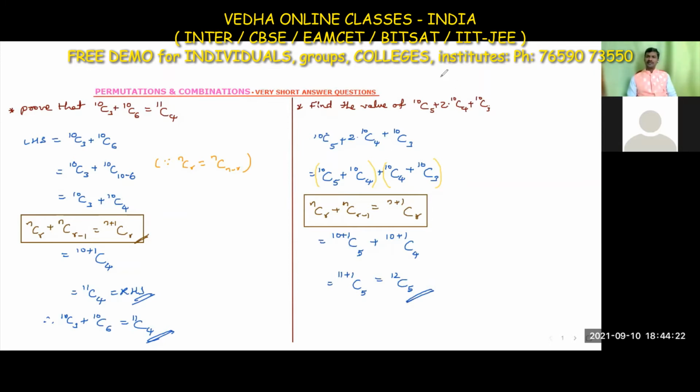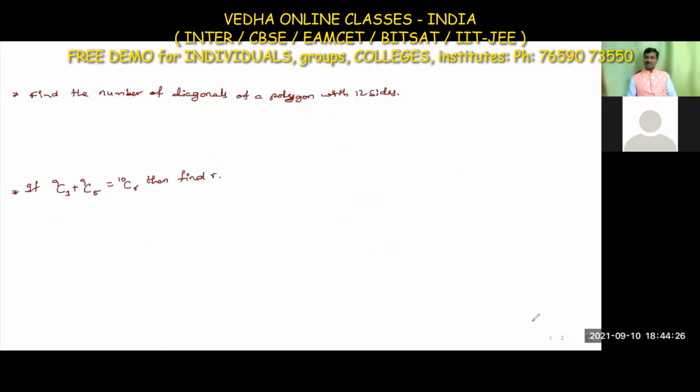Required solution. Understood? Yes, sir. Okay, so now we'll go to the next question. Find the number of diagonals of a polygon.